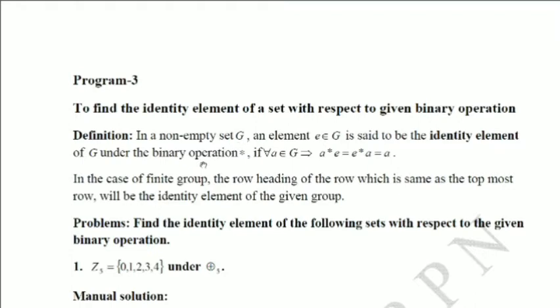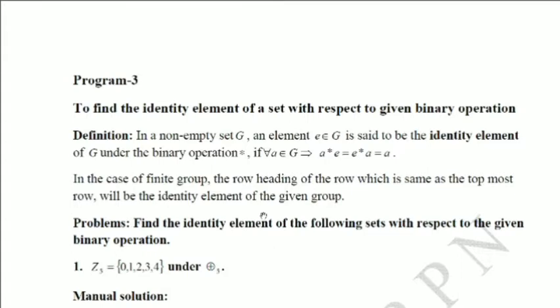Then you know that for a set with finitely many elements, you have to construct a Cayley table, and in the Cayley table, there are row headings as well as column headings. See which row is the same as the topmost row. Then that row heading will be the identity element of that given set or group.